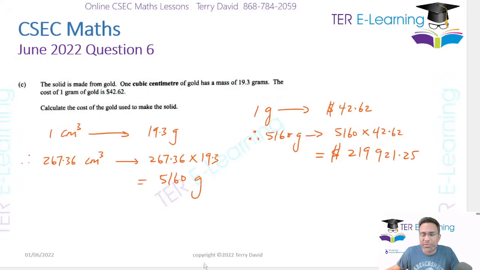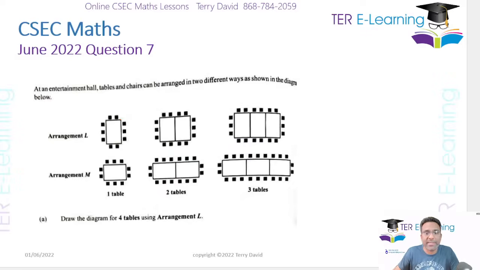Alright, so let's do the next part now. At an entertainment hall, tables and chairs are arranged in two different ways. So we have some arrangement taking place here. Draw the diagram for 4 tables using arrangement L.